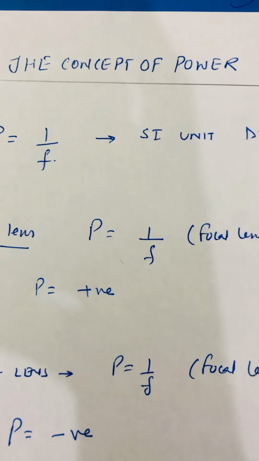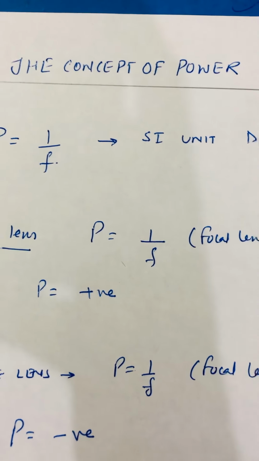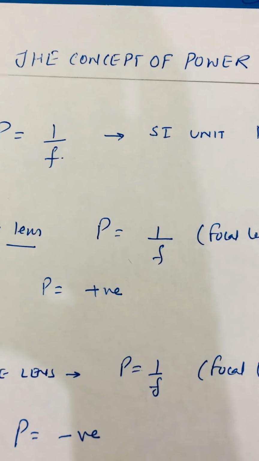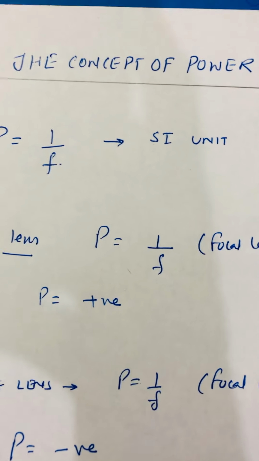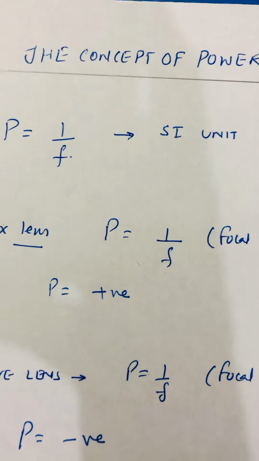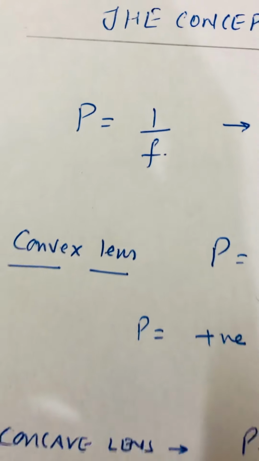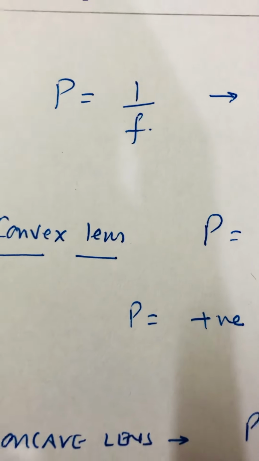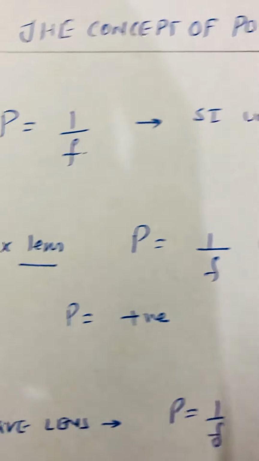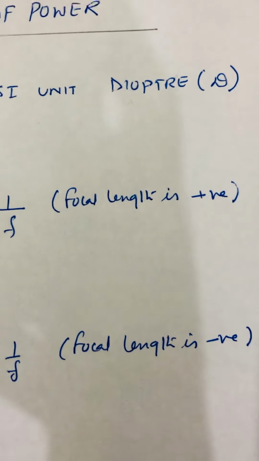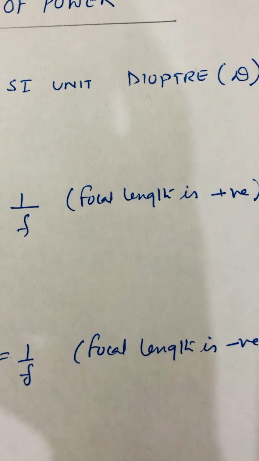After doing the concept of magnification, the last concept in the chapter is about the power. All the lenses, convex as well as concave, they have powers. Power is defined as reciprocal of focal length. The formula used to calculate power is 1 upon f. The SI unit of power is diopters, denoted by capital D.